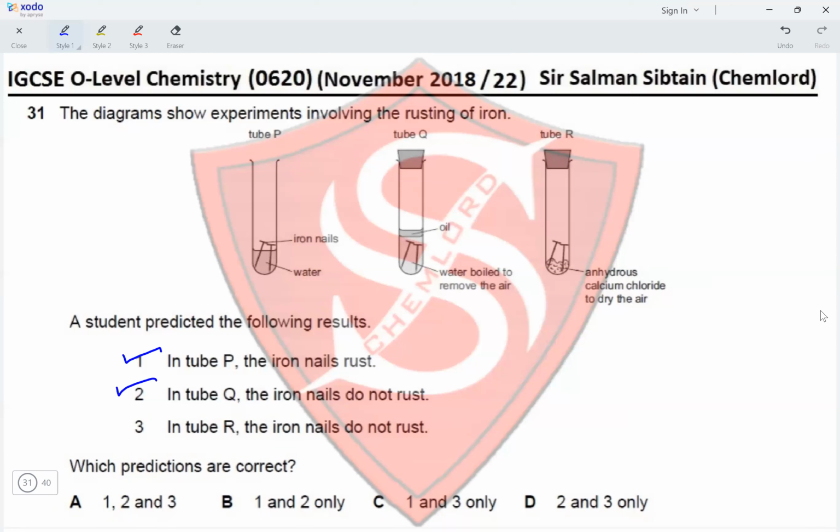And in tube R, the iron nails do not rust because the calcium chloride dries the air. It removes the water vapor from the air and absorbs it. So iron nails are not exposed to the water vapor along with oxygen. So the iron nails do not rust. Since all three predictions are correct, option A is the correct option for this question.